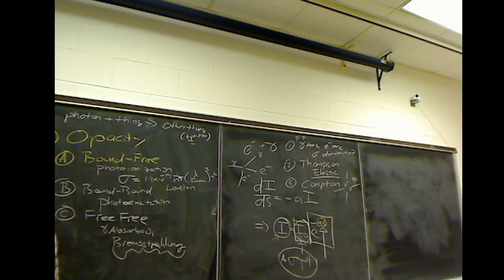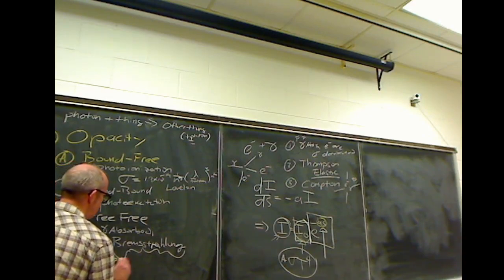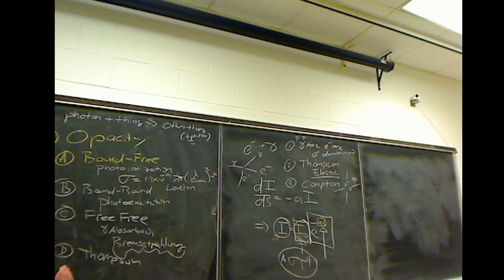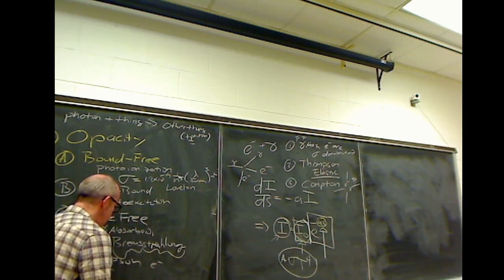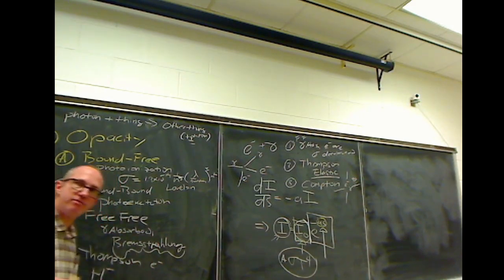Then we have, so the first three are atom processes. So there's got to be an ion nearby. The fourth process is Thomson scattering, or electron scattering. Oh, time to go. And the last one is the H minus ion. And we scatter off of that. So Thomson scattering is scattering off of free electrons. H minus is scattering off of H minus atoms.